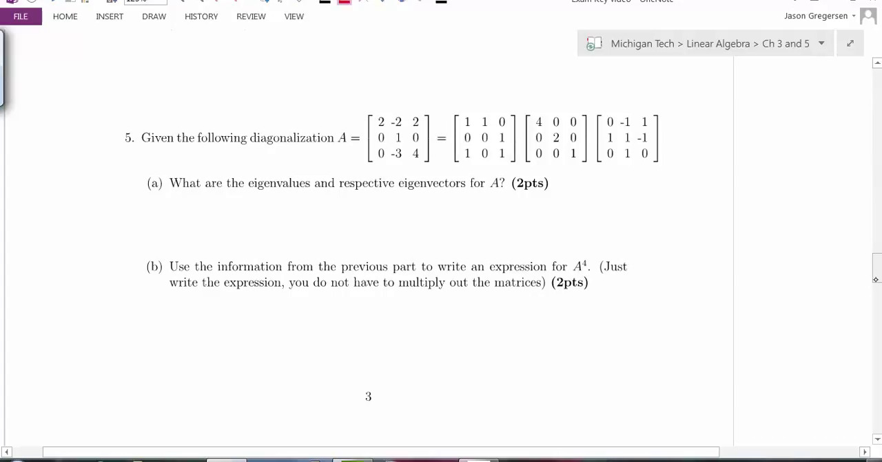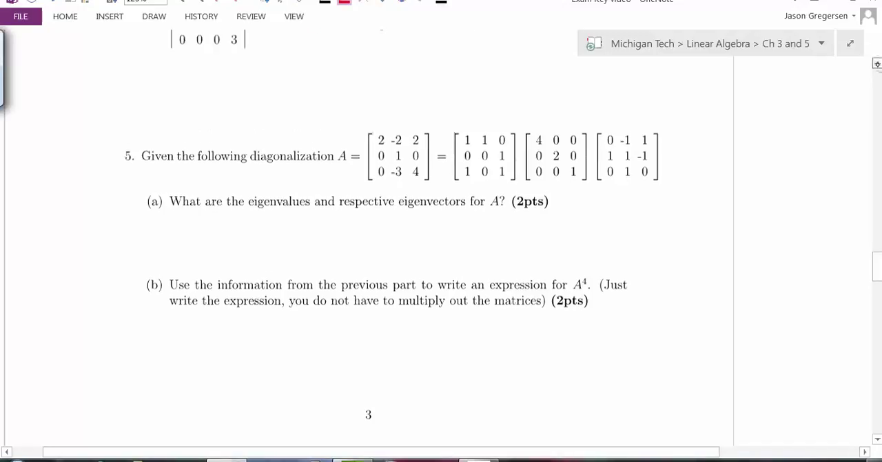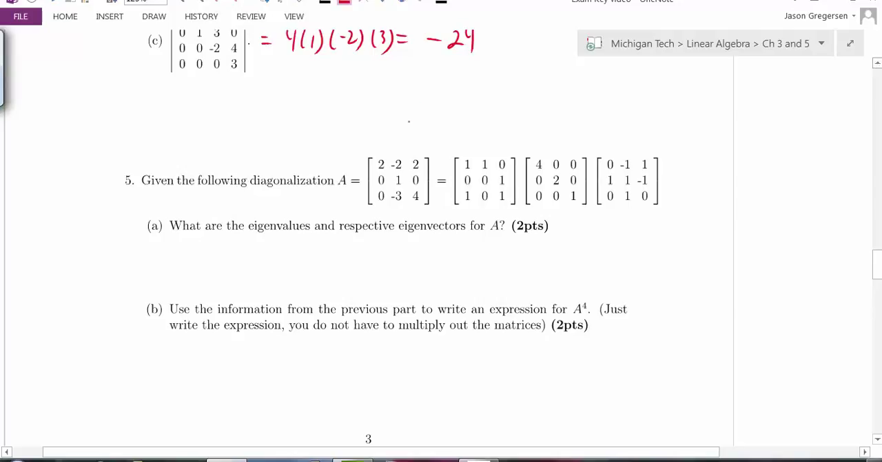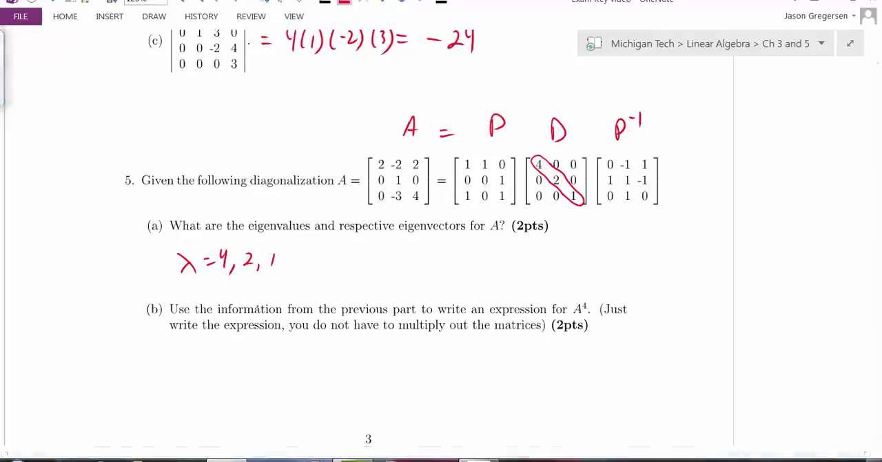5 says given the following diagonalization, what are the eigenvalues and respective eigenvectors for A? And so what we need to see here is that if we're able to diagonalize this matrix A, we're taking A and writing it in a form P times D times P inverse. And this tells us that the diagonal entries of our matrix D are the eigenvalues. So lambda is equal to 4, 2, and 1.